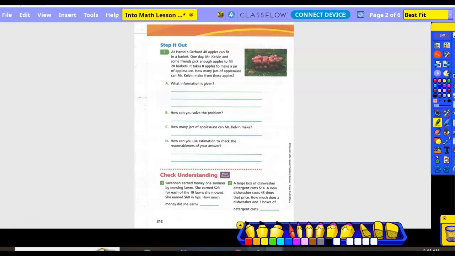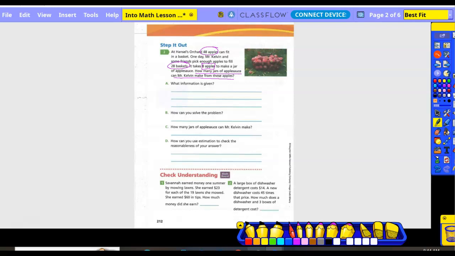So you pulled out our information, right, guys? So the 48 apples, 28 baskets. Is 8 going to go in with that stuff right away? No, so we could put it in a box because we're going to use it, just not in the first step, right? And then how many jars of applesauce can Mr. Kelvin make from these apples? So we just did the information, right? Okay, so what is going to be our first step?